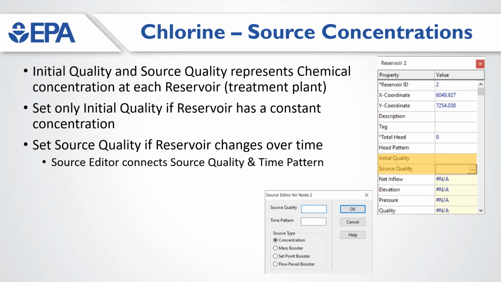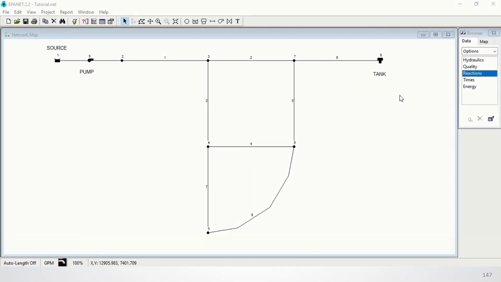If the concentration changes over time, then click on the source quality box, and that will bring up a dialog box shown here. Here you can enter the source quality and a time pattern showing how that quality changes over time. Now I'll show a short video of how to set this. We'll only be using the initial quality in the exercise, so the source quality is just extra information. While modeling chlorine, it's important to set the source concentrations.